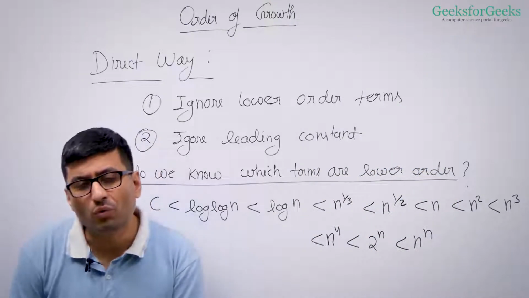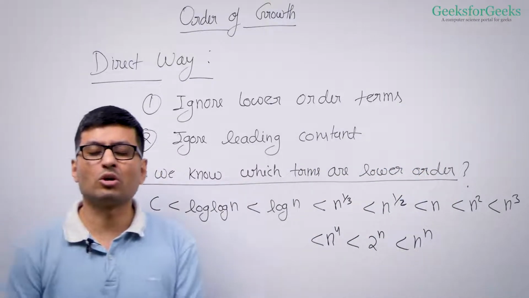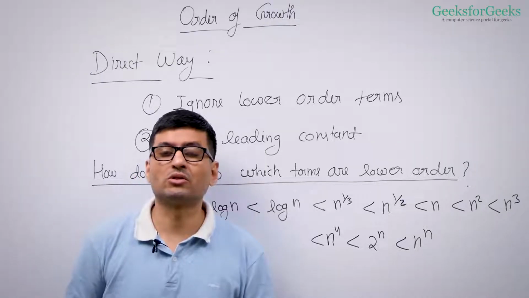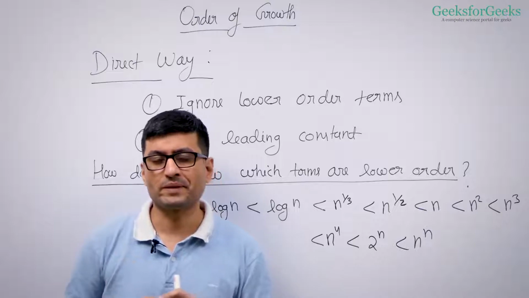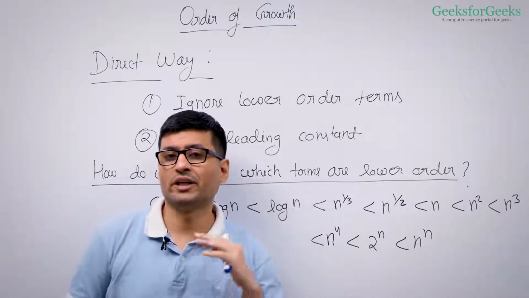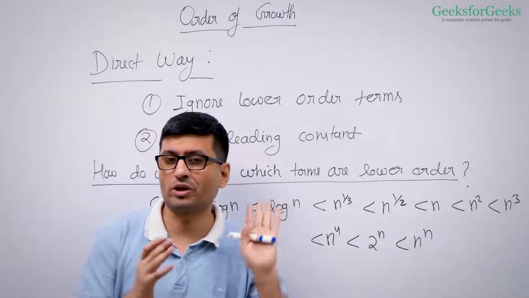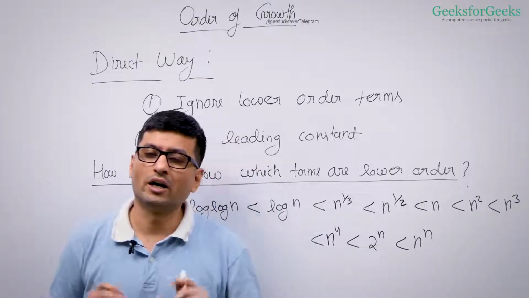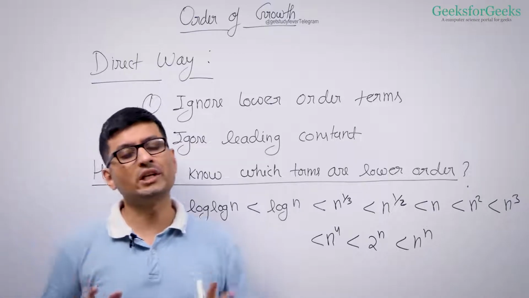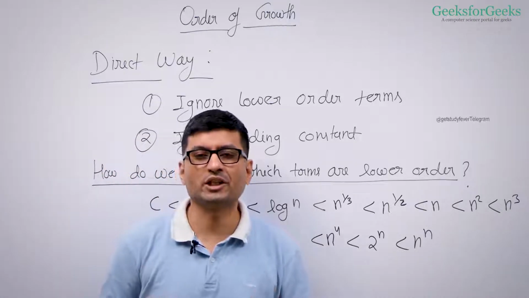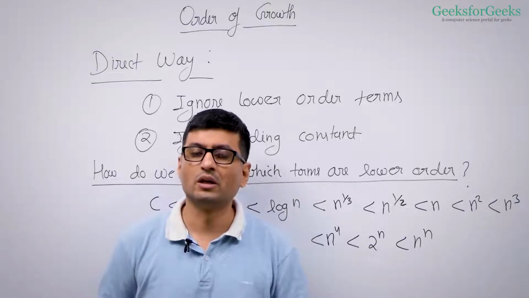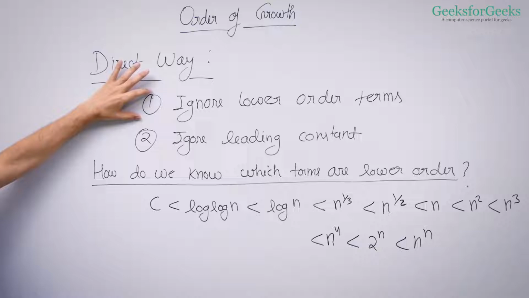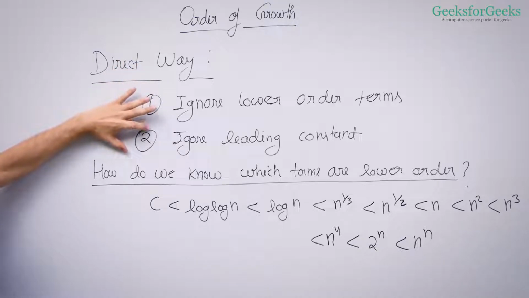There is a direct way to compare the order of growth of two functions. In fact, there is a direct way to find out the order of growth of any function. Under the conditions when n tends to infinity, and we are talking about the first quadrant, n greater than or equal to 0, and that function is also positive. Under these conditions, we can quickly find out the order of growth of any function, and we can quickly compare these orders of growth. The idea is simple. Given a function, we ignore the lower order terms, we ignore the leading constants.